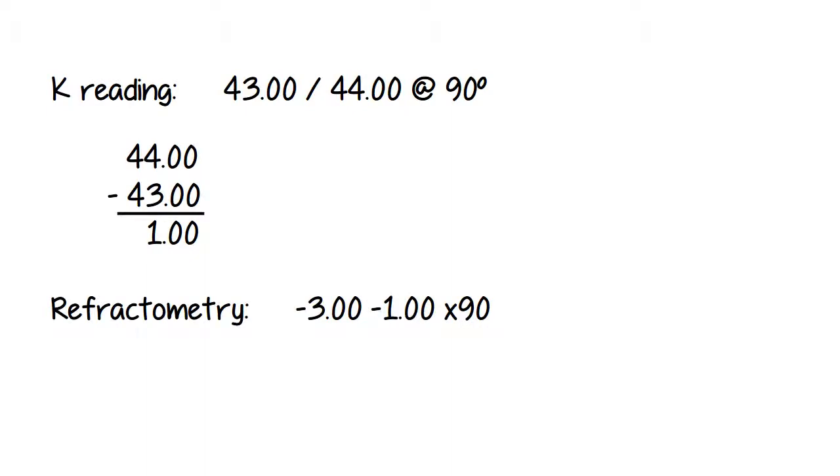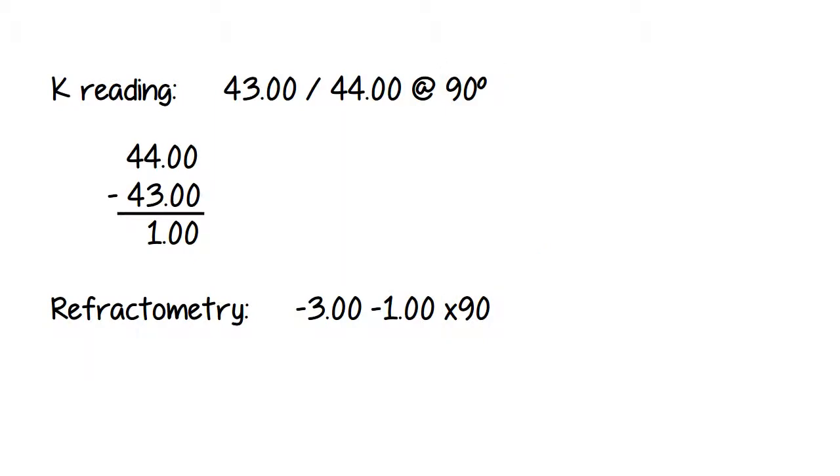Okay, next patient. We get K readings of 43 and 44 at 90. The difference shows us a corneal astigmatism of 1 diopter. Then through refractometry, we get a -3 -1 at 90. So we also get 1 diopter of cylinder, but it's at 90 degrees. And a negative cylinder to correct corneal astigmatism should be at 180.